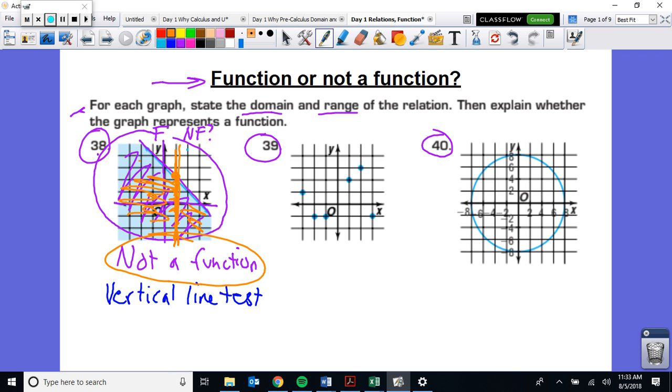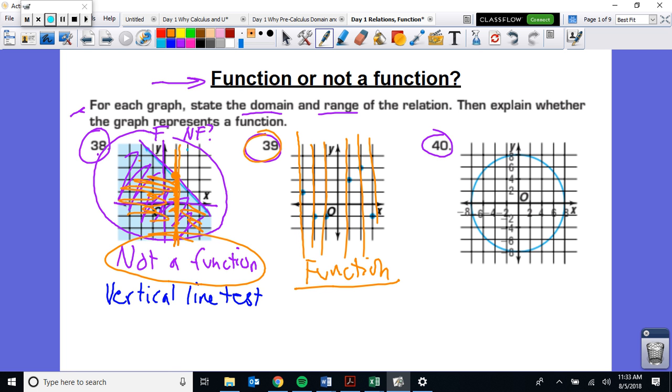Does it hit? Okay, so I'm in 39. That's just one point if I draw a vertical line. Do I ever hit two points? More than one? No, I only hit one point. Every vertical line I draw, I hit one point. I never hit two. So this is a function. Every input has one output.